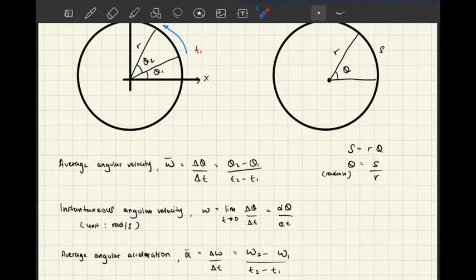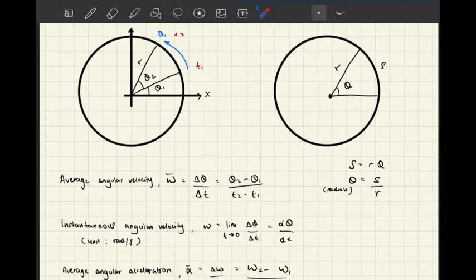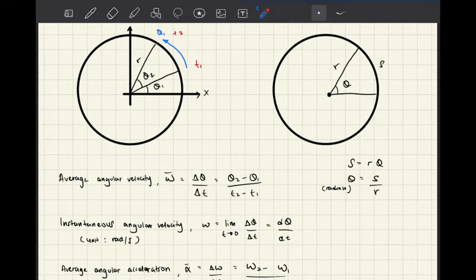The first equation is average angular velocity, omega. The way that we use the equation is delta theta over delta t. I think you guys might be familiar with this equation, which is associated with velocity, displacement over time. It is essentially almost the same, just that the displacement is replaced with the angle, and then over time.